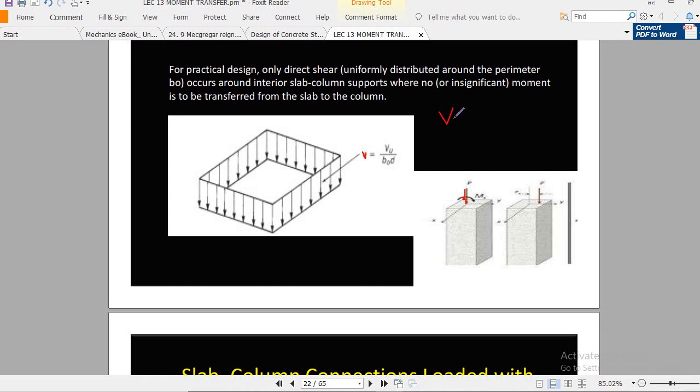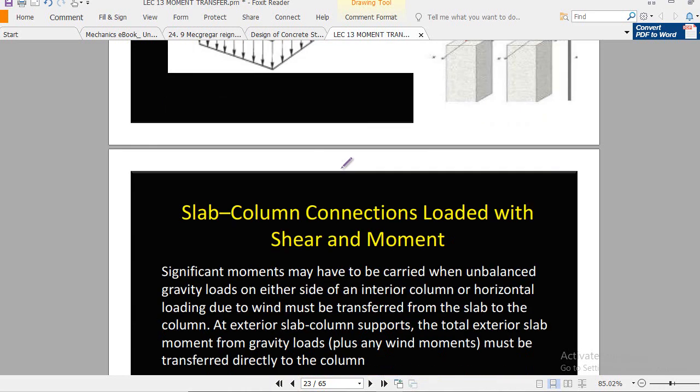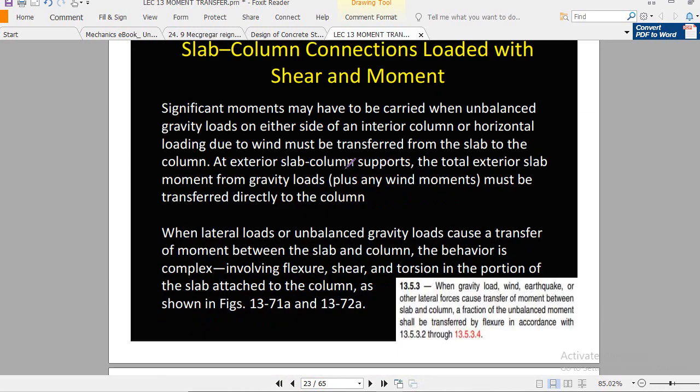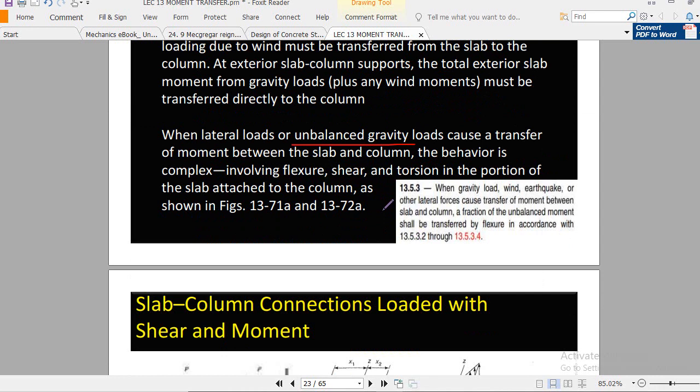We already know about VU. What is VU? That is QU times the tributary area. We already did this calculation in lectures number 11 and 12. But as I already explained, when you have lateral loading, an unbalanced moment may act, and with earthquake loads or wind loads, there is a significant amount of moment. This is very important in such situations.